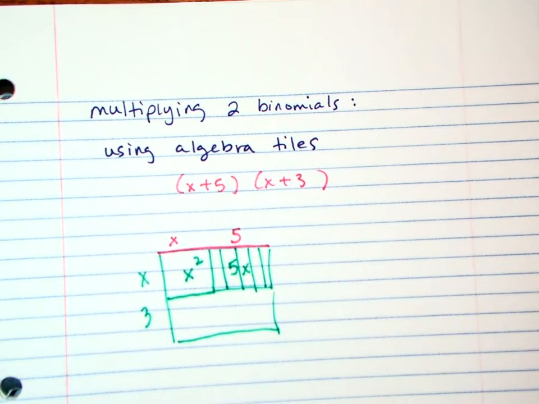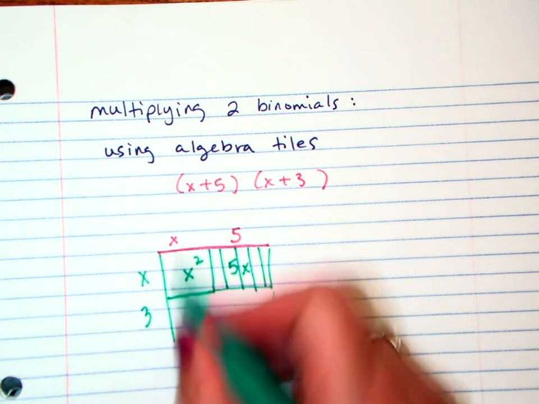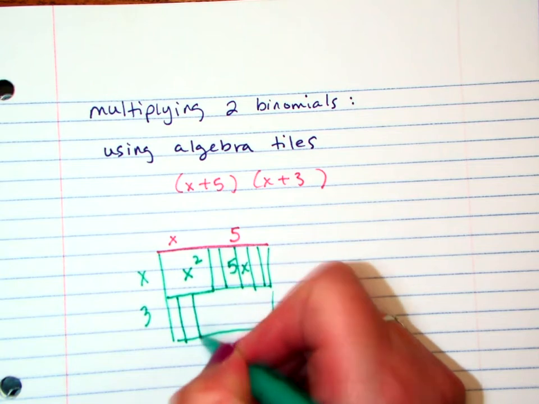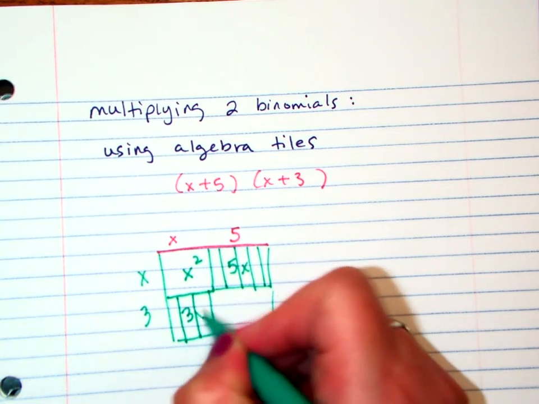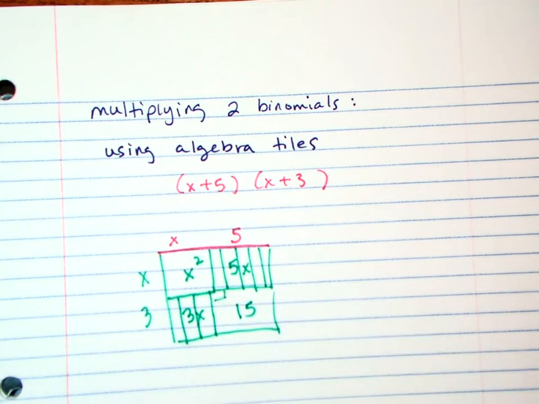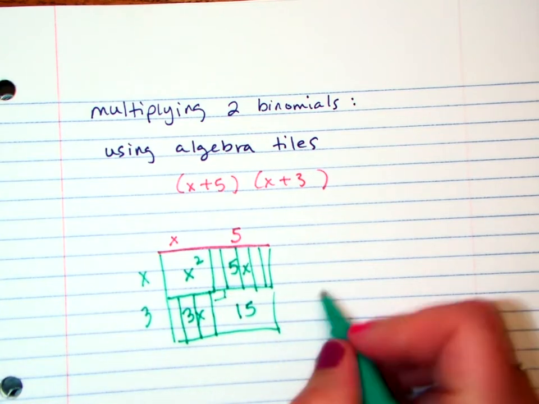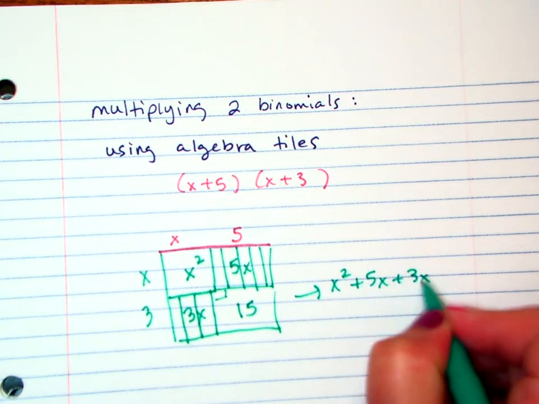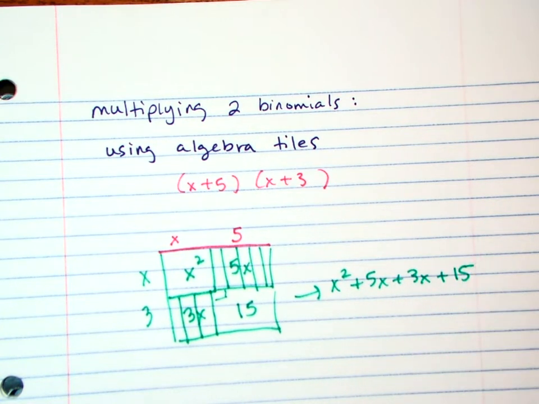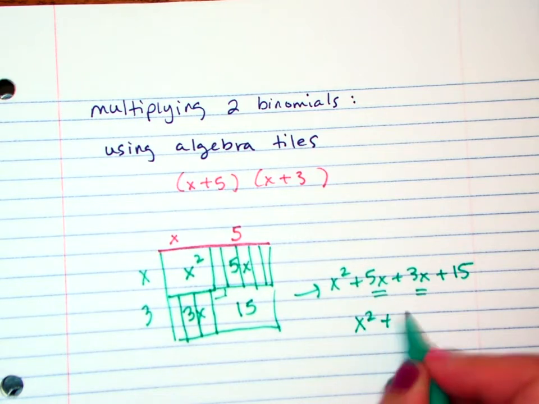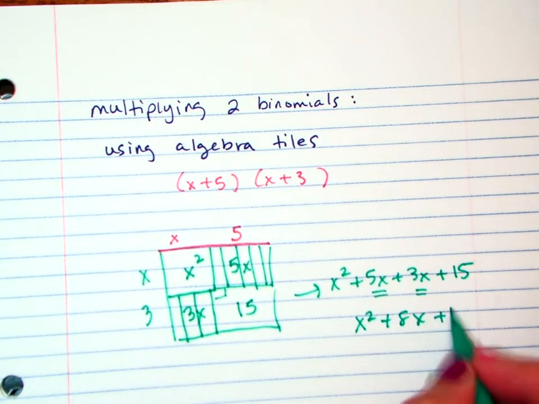And then here you would have 3 x's, because here I had x, so I had 1, 2, 3 x's, which is 3x. Then 3 times 5, I would have 15 little boxes here, but I'm not going to write those all out. So in the end, you would have x squared plus 5x plus 3x plus 15. Then you could combine these middle terms, and you'd have x squared plus 8x plus 15.